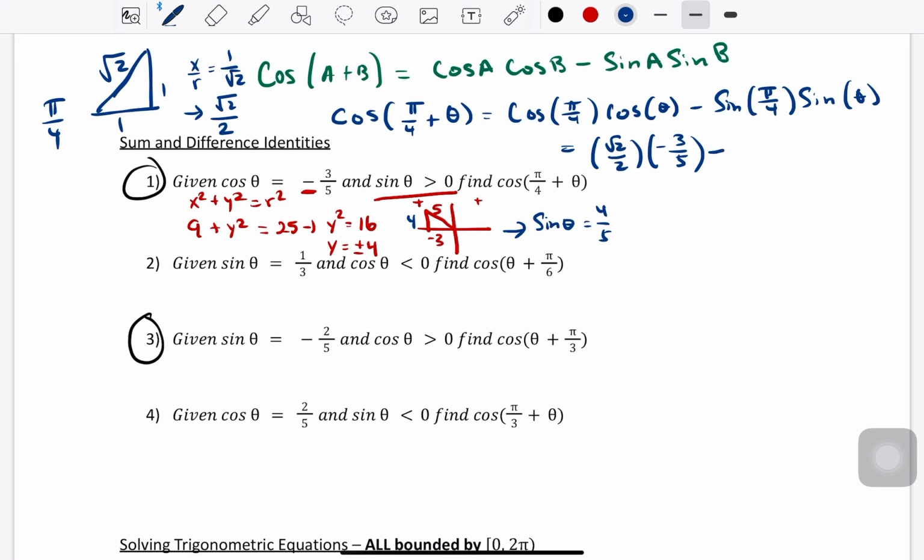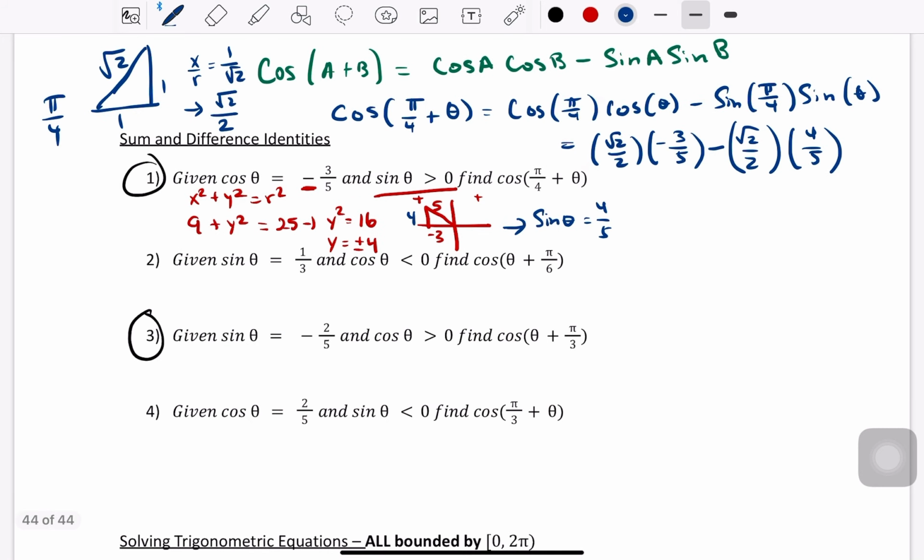Minus sine pi over 4, it's again referring to the same triangle, same thing. Y over r, and y over r is also radical 2 over 2, times sine theta, we just retrieved that here on the bottom, and that's going to be 4 over 5. Okay? At this point, you're done with the trig. At this point, it is only algebra. So you should be able to simplify this.